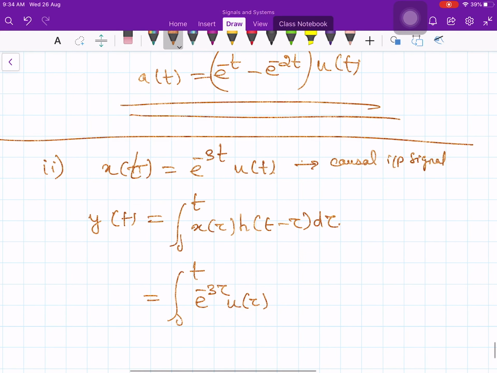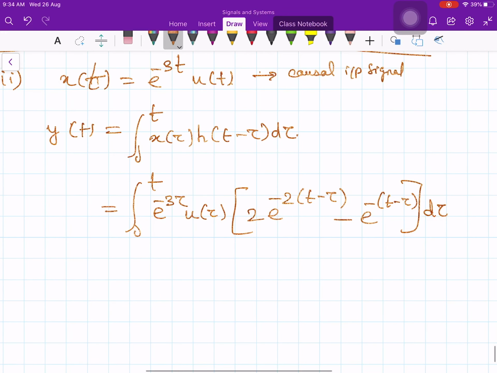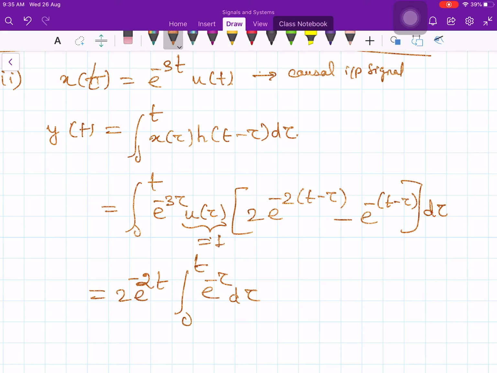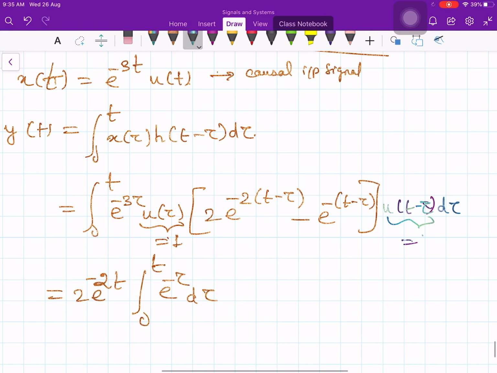So it is going to be 2 times e to the minus 2 times t minus tau, minus e to the minus t minus tau, multiplied by d tau. Now split into two integrations. So 2 times e to the minus 2t, you can pull out from the integration, then from 0 to t, if you rearrange it becomes e to the minus tau d tau. This u of tau is going to be 1, so you can leave it. And here also you will have one function, that is u of t minus tau d tau. This also is equal to 1 for tau less than t. Okay, minus e to the minus t, from 0 to t, e to the minus 2 tau d tau.